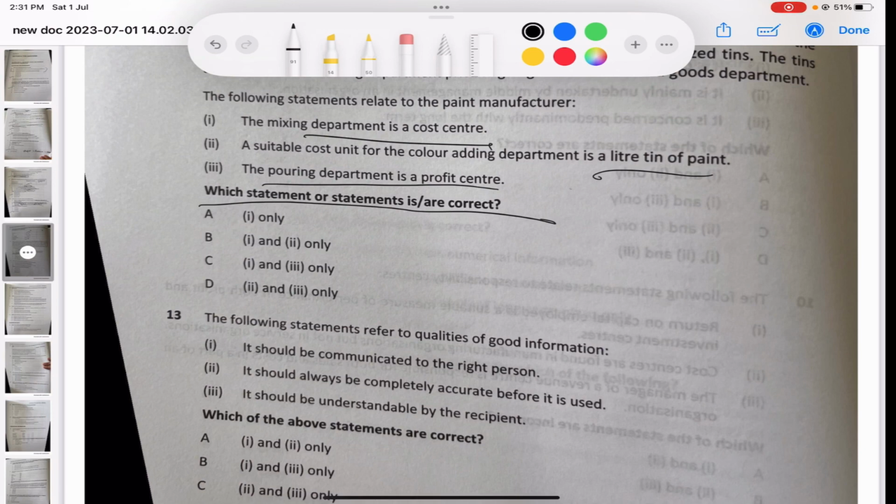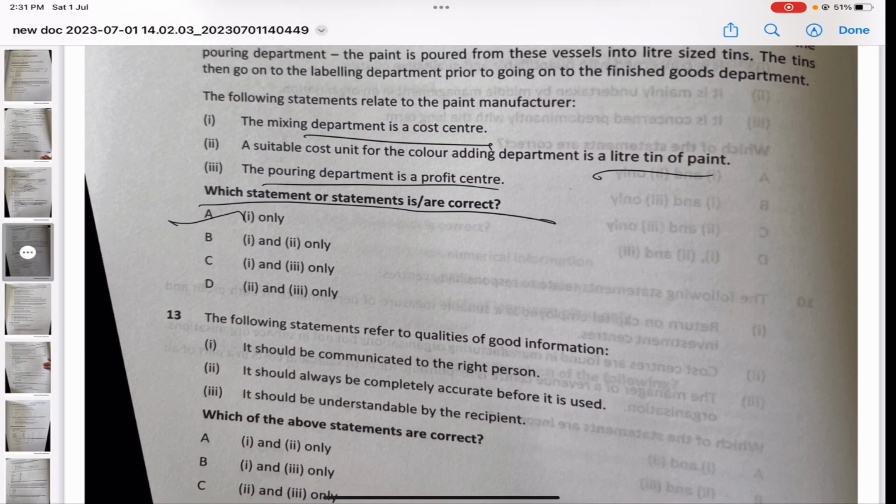The paint is not poured into the tins until after the color adding department, right? So that would not be a cost center. But if you think about it, the pouring department is a cost center and a mixing department is a cost center, since you have one cost unit, right? But it's not a profit center, since a profit center would be in the end itself. So my answer to question number 12 is A, which is 1 only.